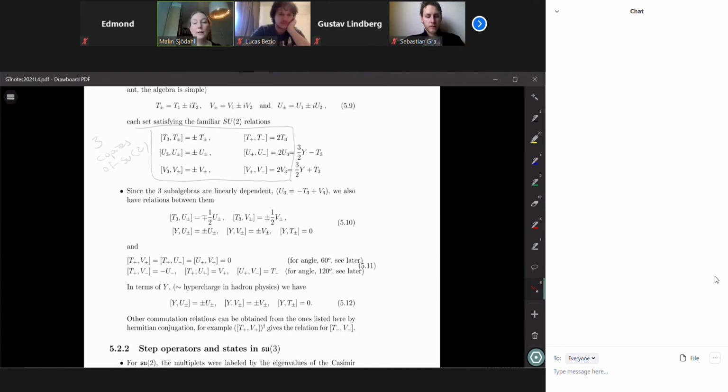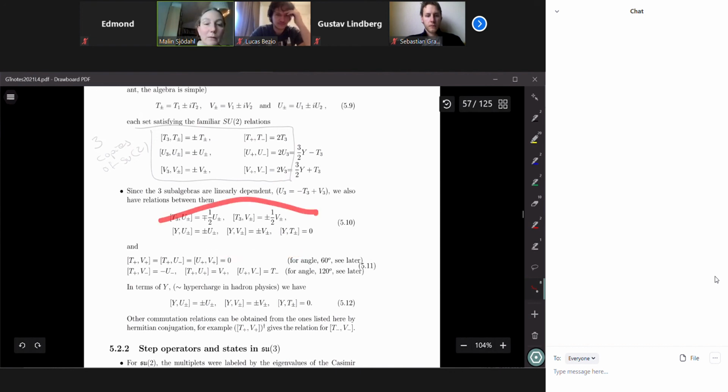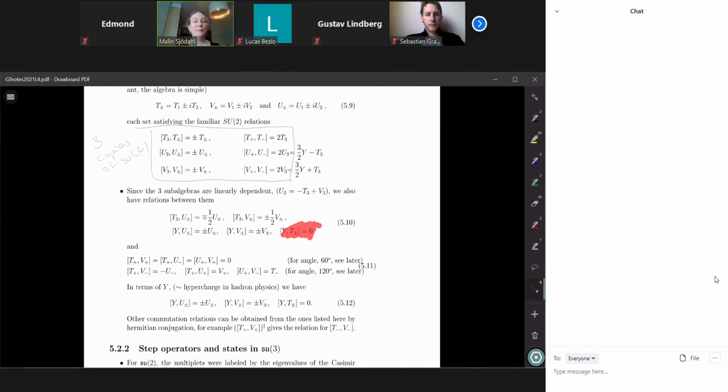One can also, and this is again completely straightforward matrix multiplication, verify the following commutation relations. T3 and U plus minus don't commute, but give us plus minus 1/2 U plus minus. T3 with V plus minus don't commute, but give us plus minus 1/2 V plus minus. U and Y don't commute. Y and V also do not commute, but P and Y, however, are commuting. So in a sense, they will turn out to be orthogonal, as mentioned before.